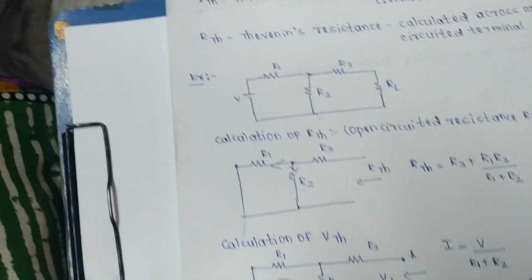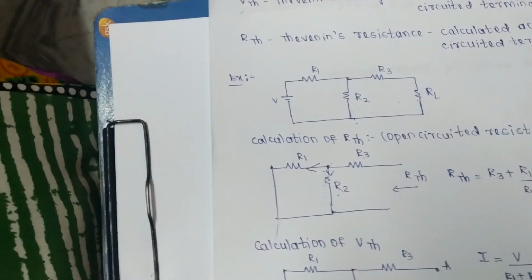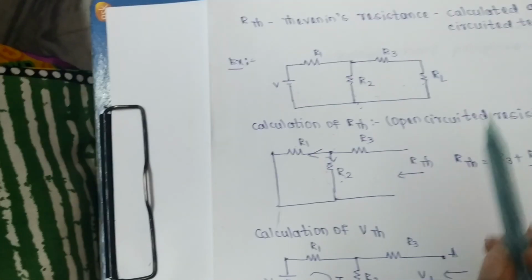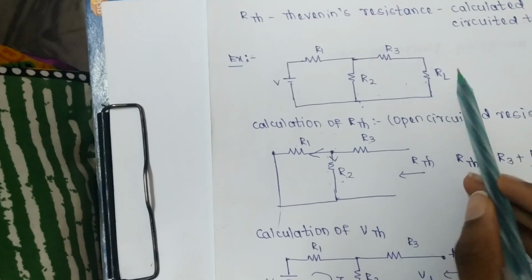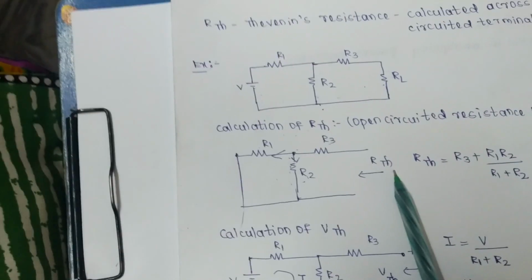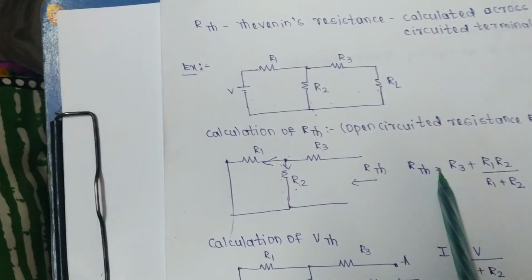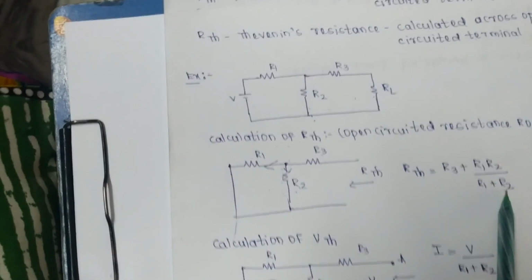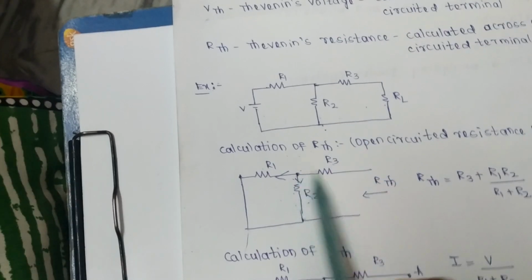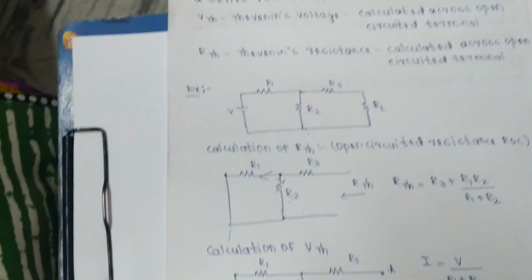That's the reason. And remember one point, whenever you are calculating Thevenin's resistance, you need to go from the back side. So from this side, you are open circuiting the load resistance, right? You are removing it and you need to calculate the equivalent resistance from this side. So R Thevenin is equal to R3 plus, both are parallel, R1 R2 by R1 plus R2. In this way, we need to find the R Thevenin. So the first calculation is completed.